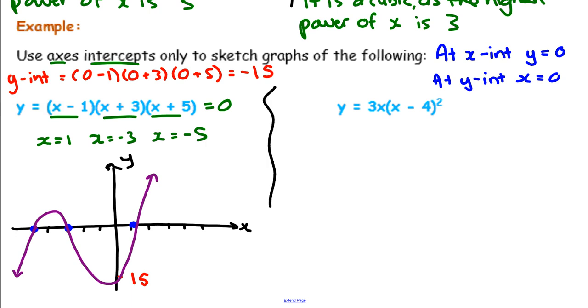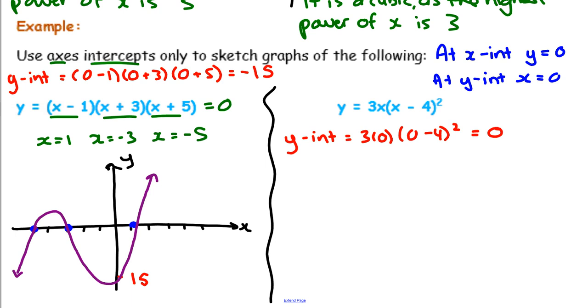Next one, let's find the y-intercept. So the y-intercept equals 3 times 0 times 0 minus 4 squared. So 0 minus 4 squared is negative 4 squared. Negative 4 times negative 4 is 16, but you're still multiplying it by 3 times 0, which is just 0. So you're just going to get 0 for your y-intercept. And at your x-intercept, we just set this one equal to 0.